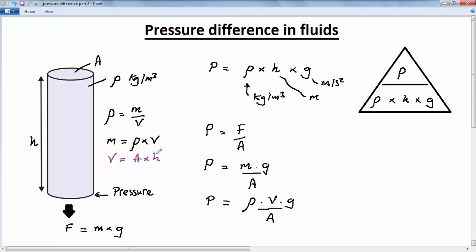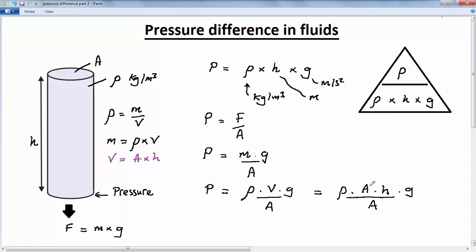Let's substitute that into our formula, and that gives us rho multiplied by A multiplied by height multiplied by G, and then divided by the area. So let's just make a note. The A's cancel. Let's put a cross through those.